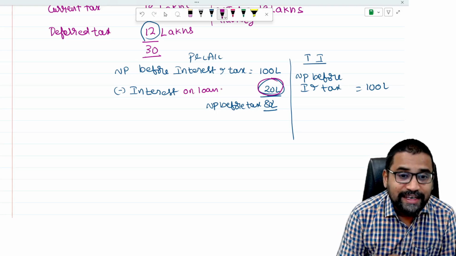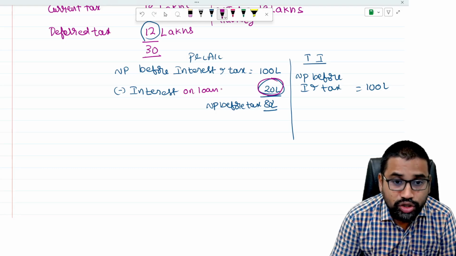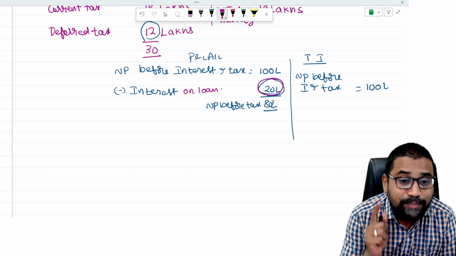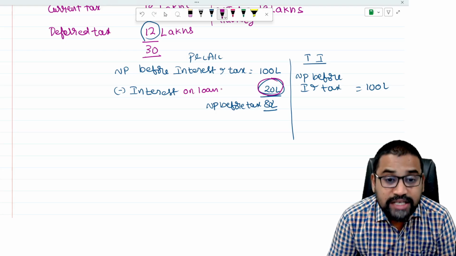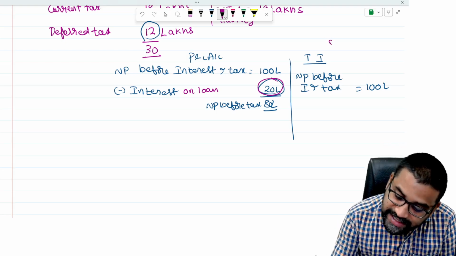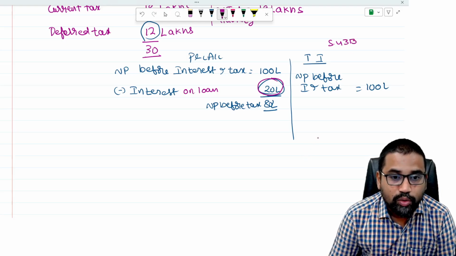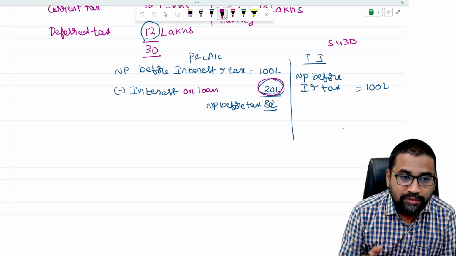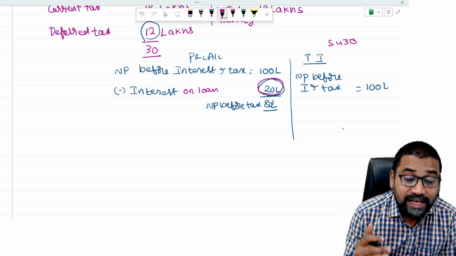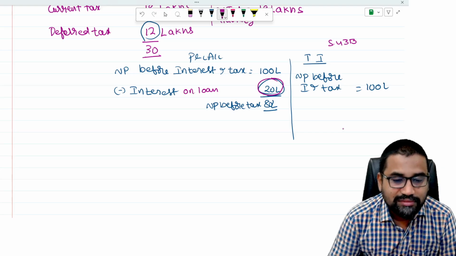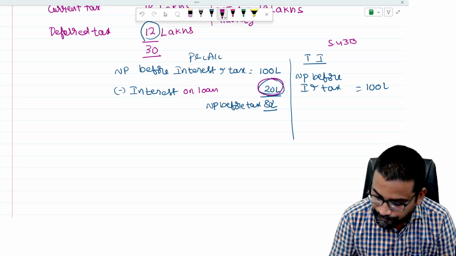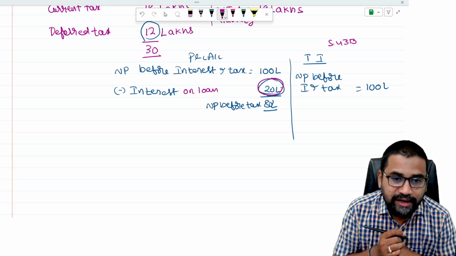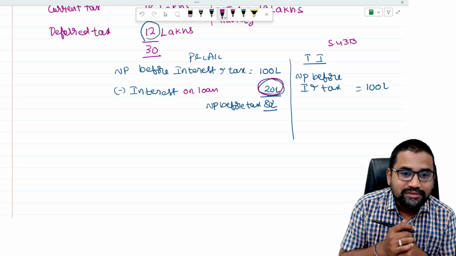Now tell me, in income tax, whether this interest on loan, which you have not yet paid, only incurred, will it be allowed? Answer is no. Because read section 43B, it says interest expenses on loans will be allowed only when you pay, on or before the due date for filing return of income. Otherwise it is not allowed. Suppose, for example, you have not yet paid, therefore this 20 lakhs is not allowed.